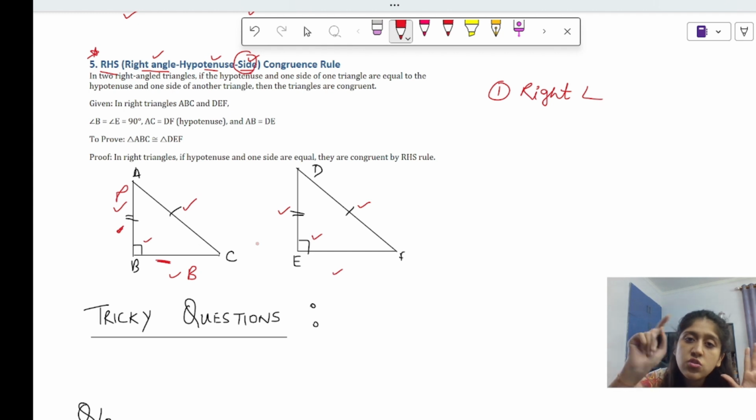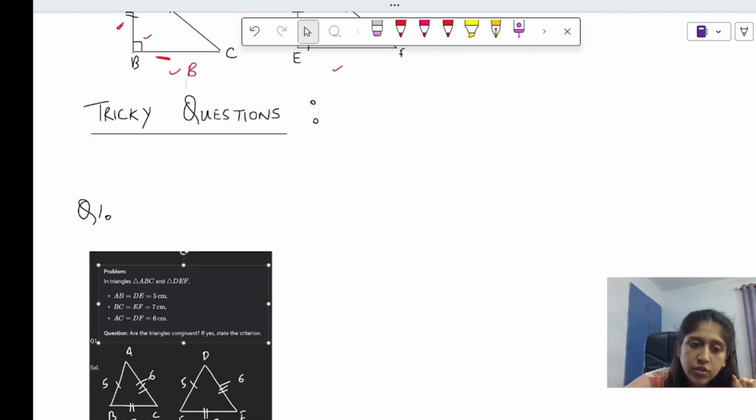Alright? Let's go further. So these are the 5 rules for congruence. इनके अलावा कोई rule नहीं होता है, and these rules are to be applied to solve or to prove कि दो triangles are congruent. ठीक है? Now we will do 2 questions for today, and these 2 are very simple questions yet tricky questions. ठीक? So let's just go further.